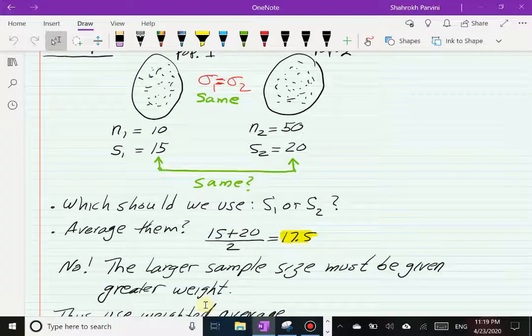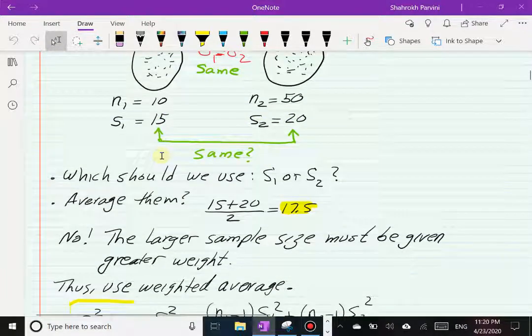That's when we average. If the sample sizes are the same, that would make sense. But it's not really fair to this number, the 20, because it's based on a sample of size 50, which is 5 times the size of the first sample. So it looks like we should give more weight to 20 than we do to 15. So why don't we weight the averages?